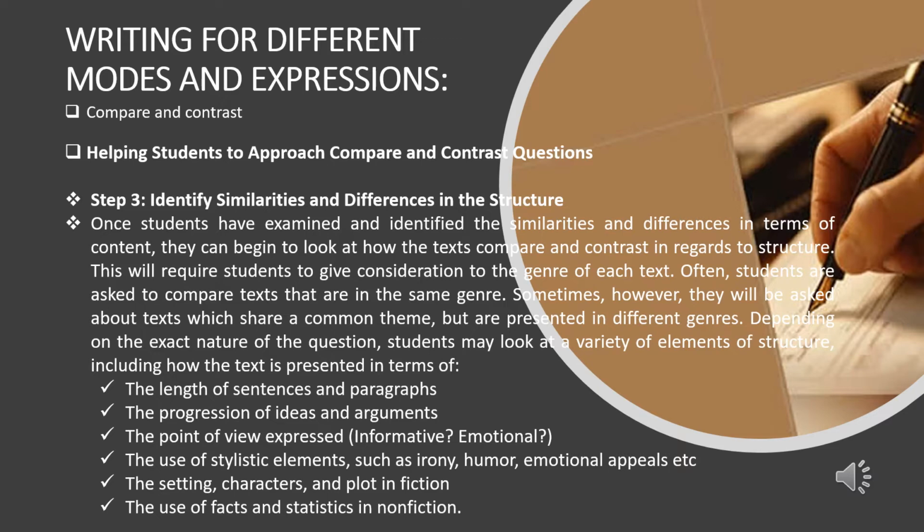Depending on the exact nature of the question, students may look at a variety of elements of structure, including how the text is presented in terms of: first, the length of sentences and paragraphs; second, the progression of ideas and argument; third, the point of view expressed, either informative or emotional; fourth, the use of stylistic elements such as irony, humor, emotional appeals, etc.; fifth, the setting, the characters, and plot in fiction; lastly, the use of facts and statistics in non-fiction.